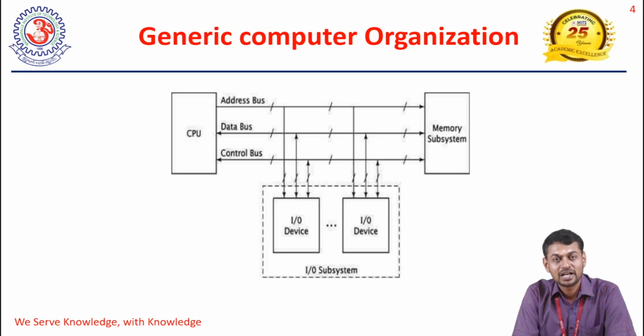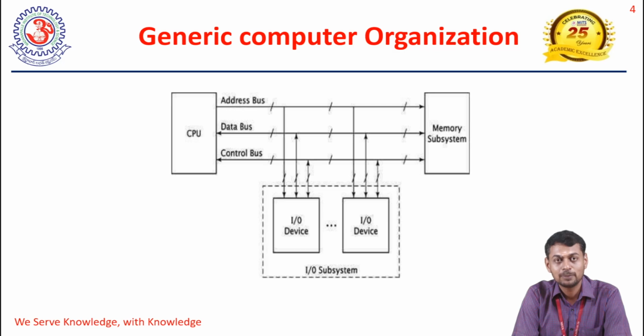As I already told, three kinds of paths are available between the processor and the memory. These paths are carried by a bus. The route between the processor and memory can be considered a bus. So three kinds of buses are available: the first is the address bus, the second is the data bus, and the third is the control bus. The address bus can only carry data from the processor to the memory.